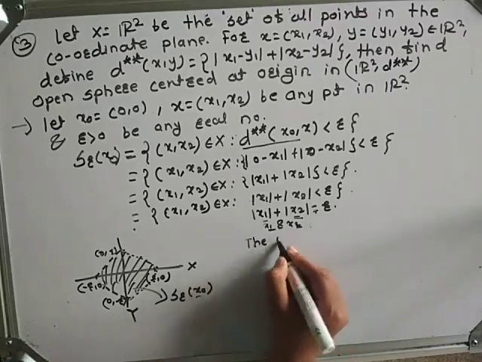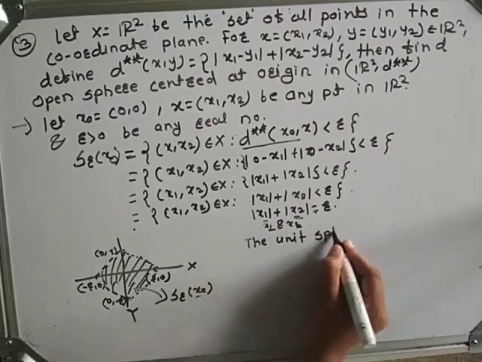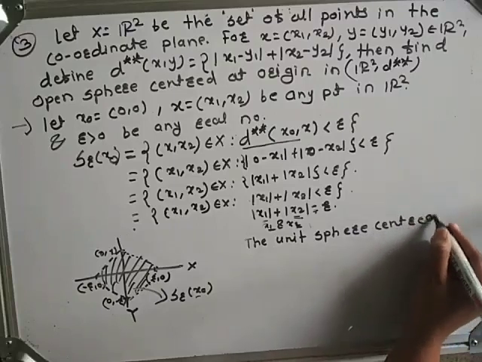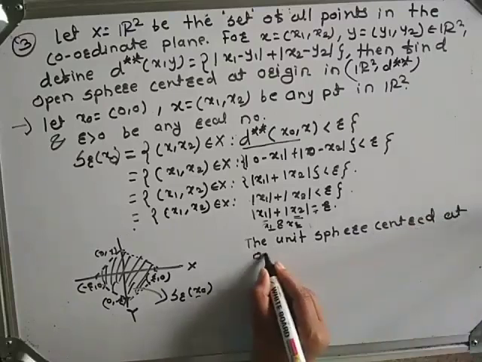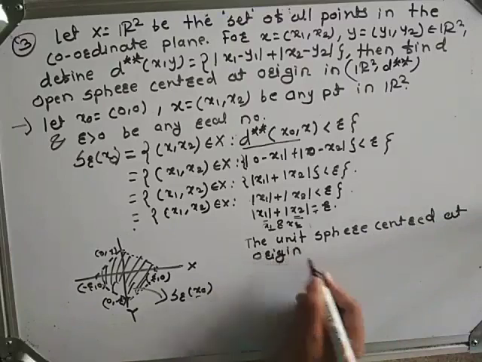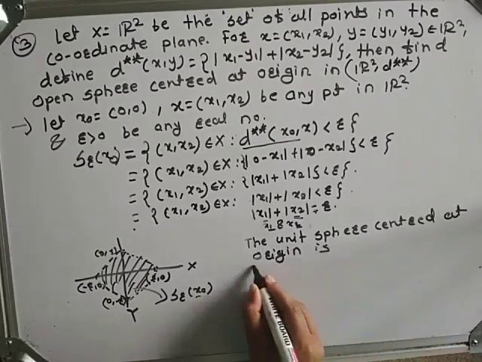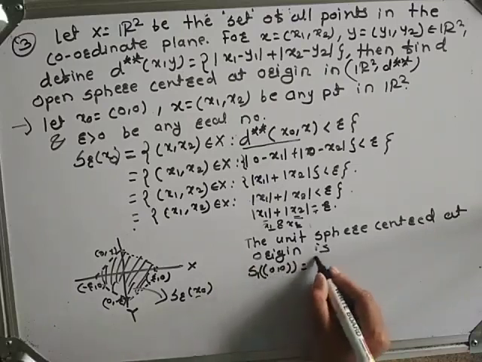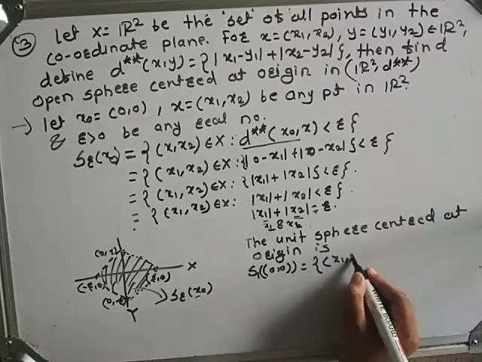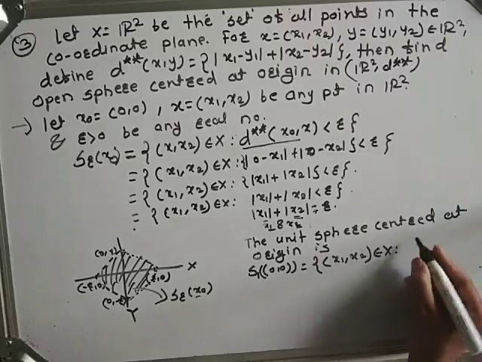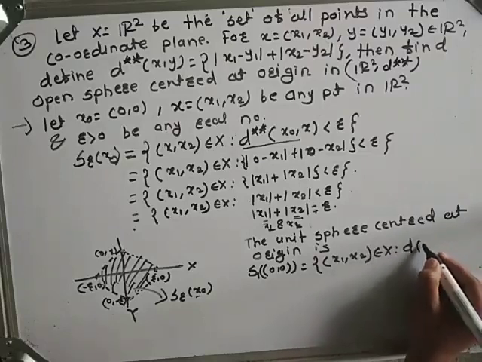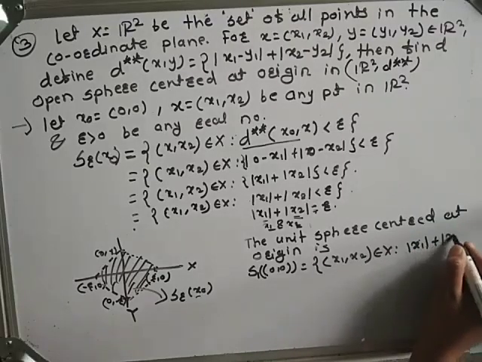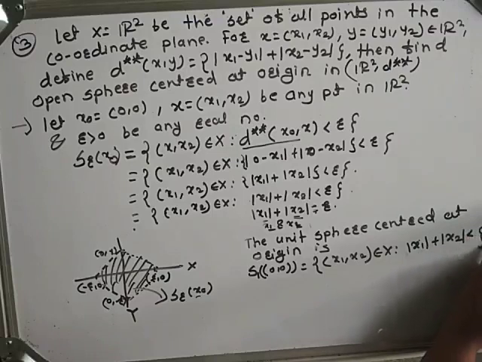Hence the unit sphere centered at origin is S1 of the ordered pair 0, 0 is equal to the set of all ordered pairs x1, x2 belonging to capital X such that mod x1 plus mod x2 is strictly less than 1.